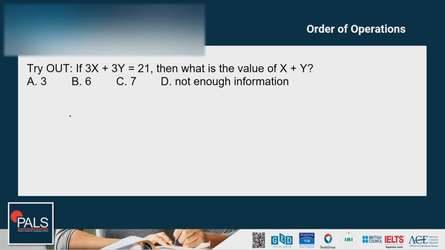The question says, if 3x plus 3y is equal to 21, then what is the value of x plus y? A, 3, B, 6, C, 7, or D, not enough information. Now, everyone's first impulse on a problem like this is to pick choice D, not enough information is given. After all, there are two different variables, x and y. So unless we know what both variables are, how can we figure out the problem? The answer is the distributive property.